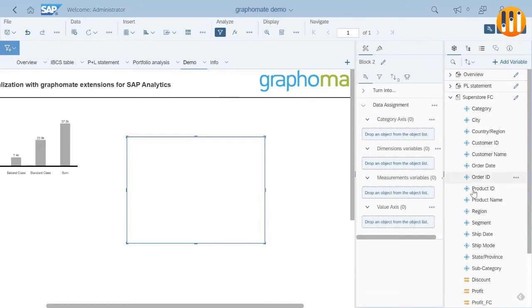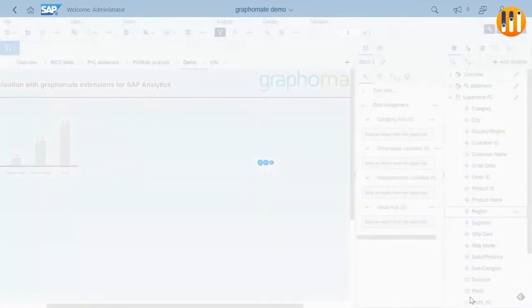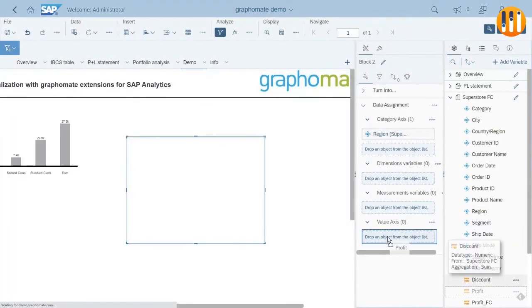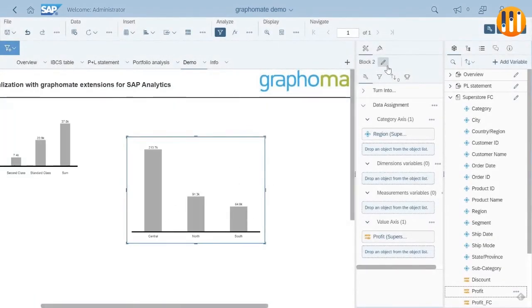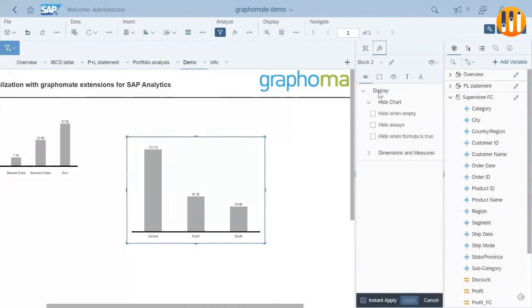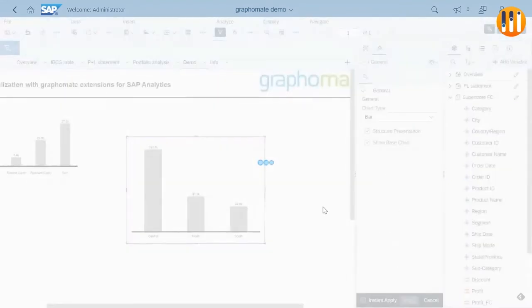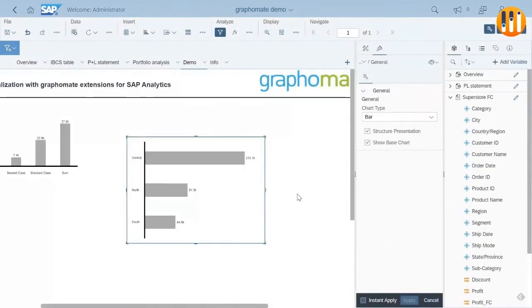So you have some fields, and I'm just going to take the regions for the category, and just to make it very simple, the profit. Now we need to make the adjustments, and therefore we need to go to the format. And here is where the magic happens. You need to open the drop down, and then all of our properties can be set over here. First of all, it's a structure. Therefore, we need to change the orientation, and I need to click apply, and everything is rotated.